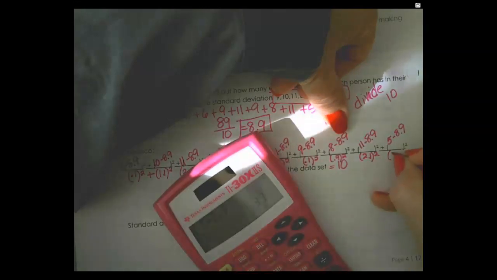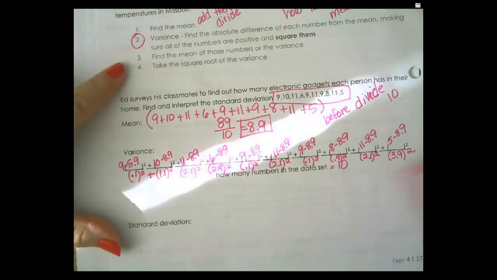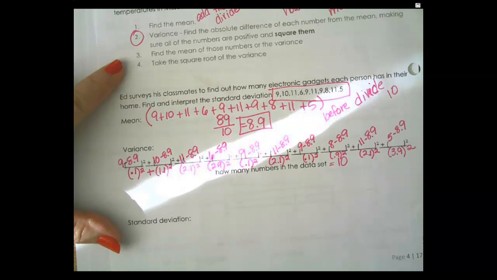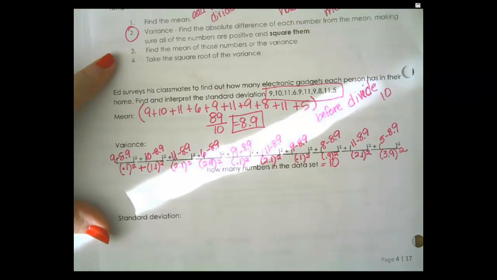8 minus 8.9. So it's just going to be a 0.9 squared. This one we did, and then again, 5 minus 8.9 is going to give us a negative, but we take the absolute value of that, so it is 3.9 squared. So what you're doing is you're finding just distances from the 8.9, and that's why they're all positive. It's the absolute value difference.